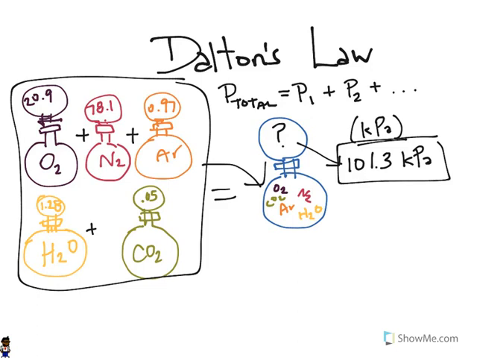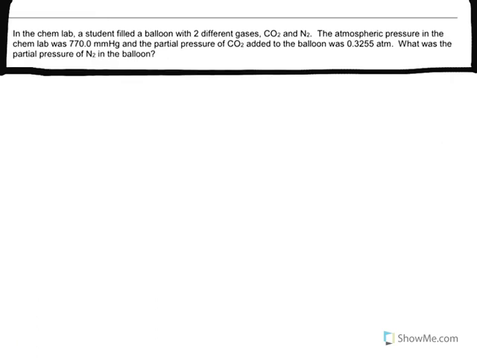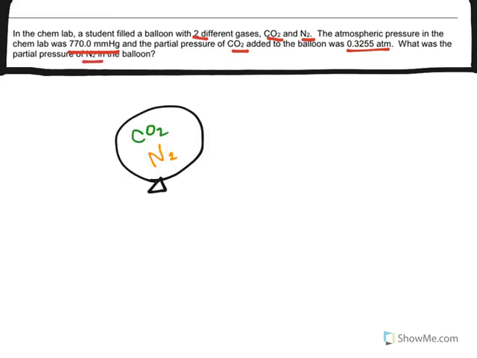Alright, now that's a pretty easy problem. Let's try another one. So here it says, in the chem lab, a student filled a balloon with 2 different gases, CO2 and N2. The atmospheric pressure in the lab was 770.0 millimeters of mercury, and the partial pressure of CO2 added to the balloon was 0.3255 atmosphere. What was the partial pressure of N2?